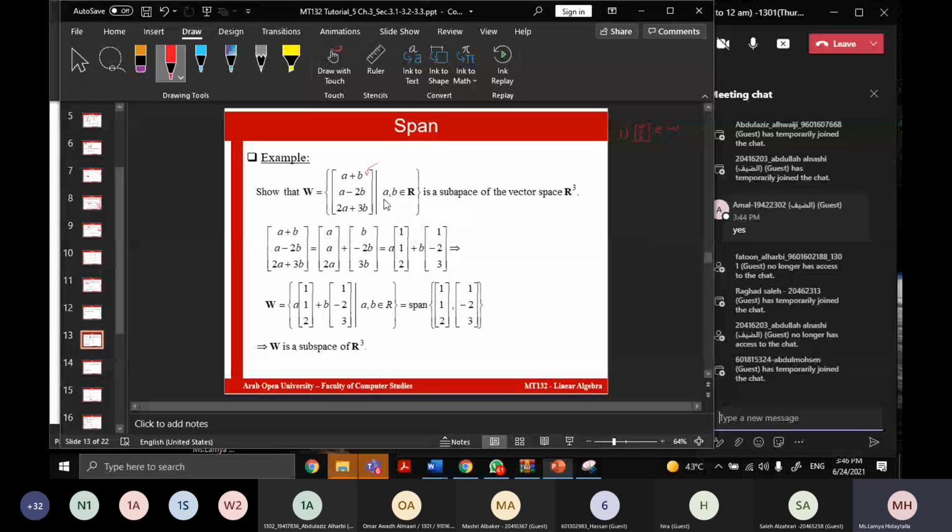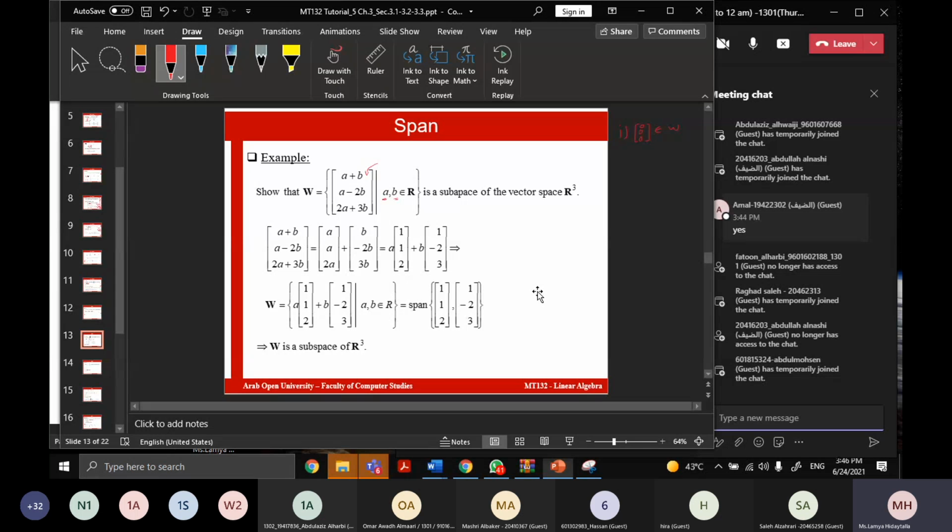It belongs to your set. Why? If you take a and b equal to 0, what will you get? 0 plus 0, 0, and so on. So easily. Second one: take 2 vectors. I will take this one, and the other one I call a dash plus b dash, a dash minus 2b dash, and so on. So another vector. And then I do the addition.